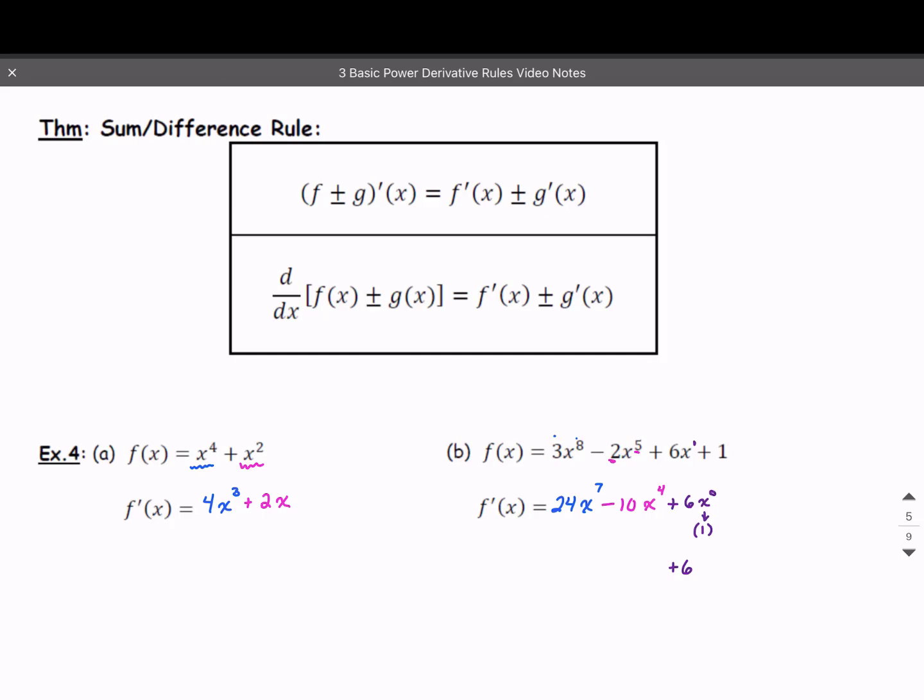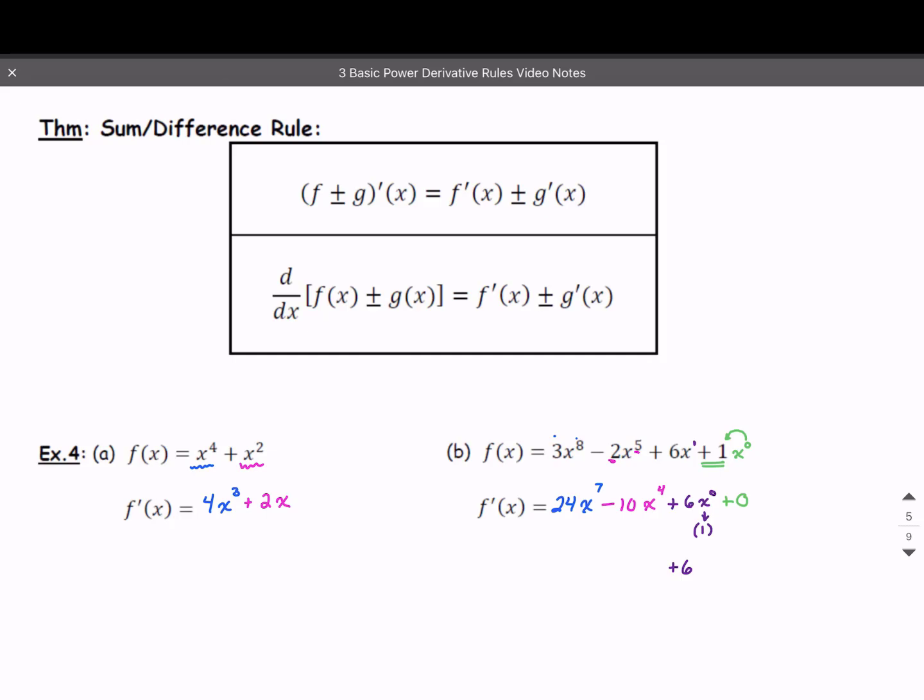And then finally here, we have plus, what's the derivative of 1? 1 is a constant, which gives you 0. Another way to think about that constant rule, by the way, 1, that's really 1 times x raised to the 0. So when you bring the exponent down front, 0 times 1 is 0.